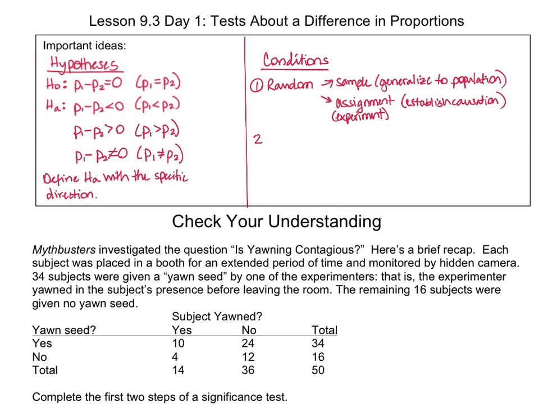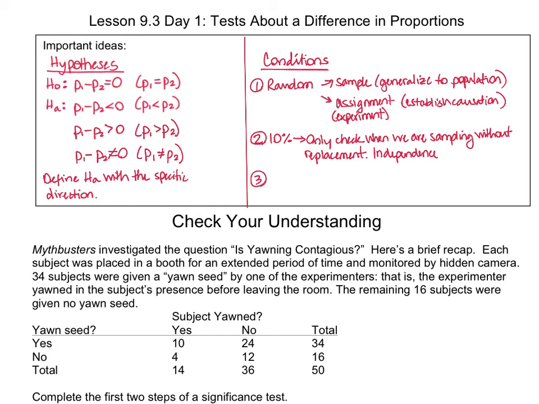Okay, the next condition is going to be our 10% rule. Just as a reminder, we only check this when we're sampling without replacement. And remember, this is all about independence. So if we are not sampling without replacement, we don't need to check the 10% rule, but we can still make a statement about the outcomes being independent of one another, if that applies in that situation.